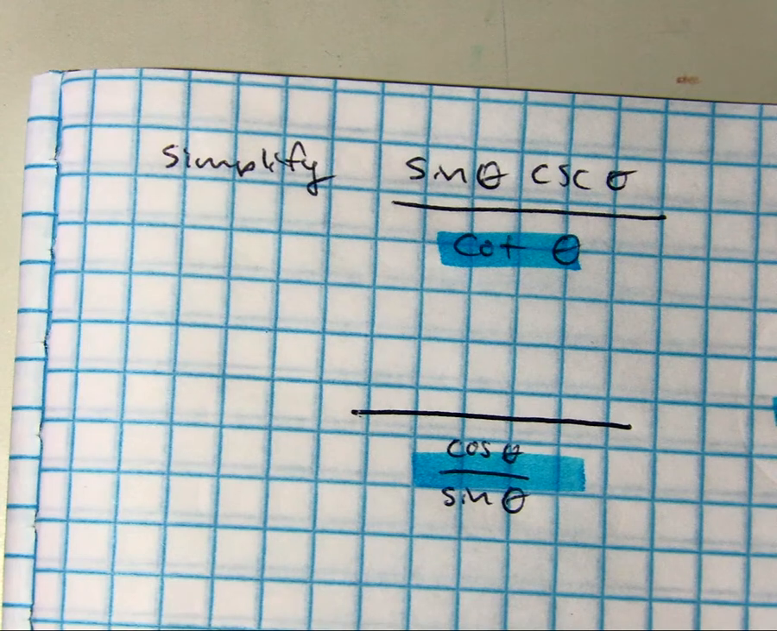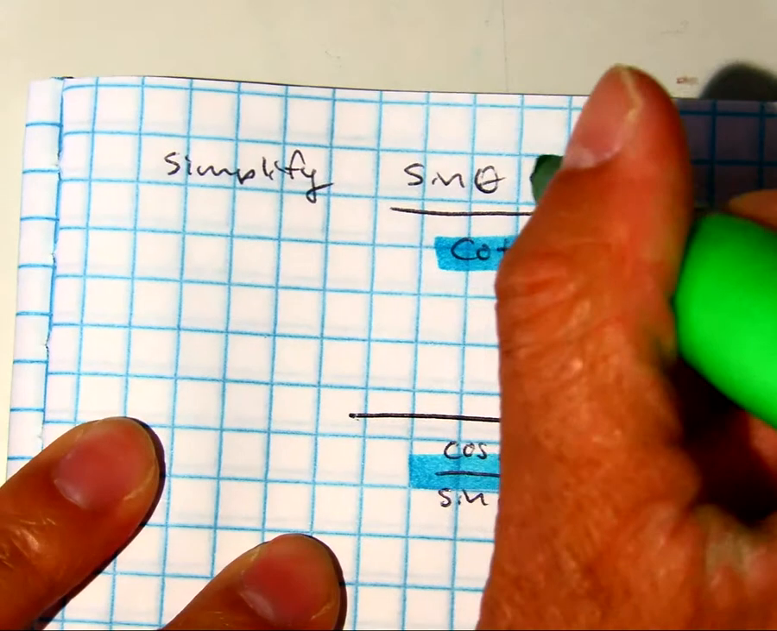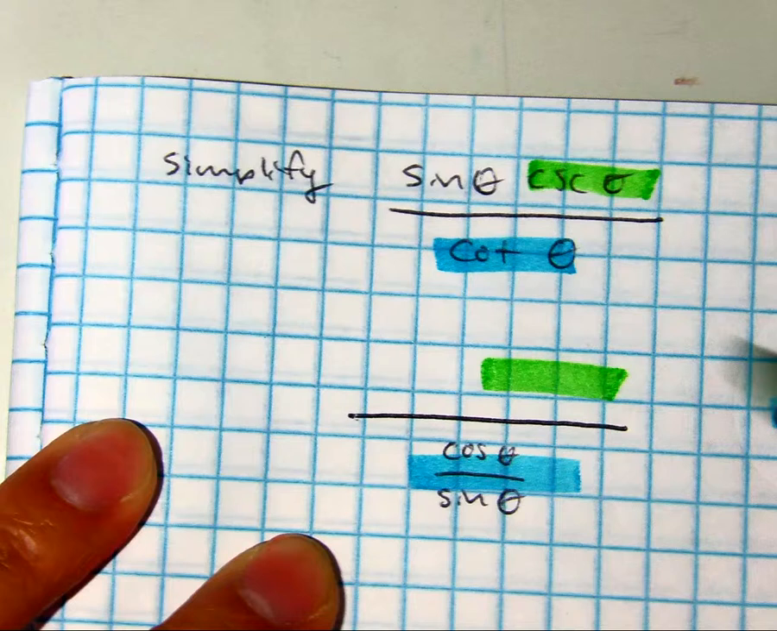Jose, what do you think is another identity we'll be using? The reciprocal identity for what? What is the reciprocal identity for cosecant?